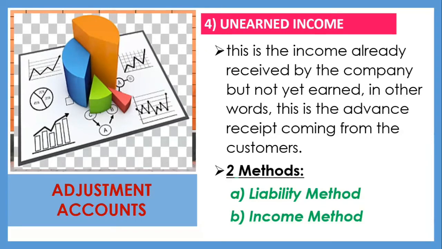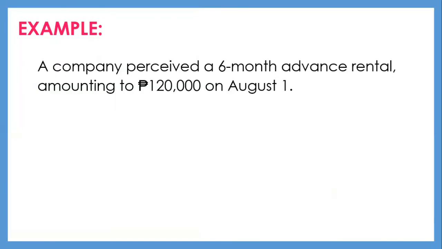Okay, now like the prepaid expenses, the adjusting entry depends on the method used by the company, because there are also two methods under this account. These are the liability method and the income method. Now, in order for us to better understand what unearned income is all about, let us have an example. So, for example, a company received a 6-month advance rental amounting to 120,000 pesos on August 1st.